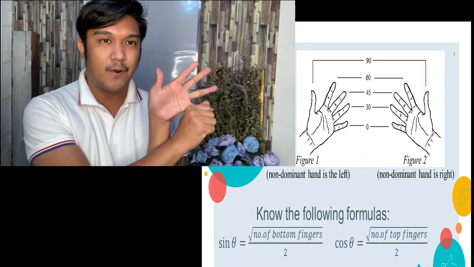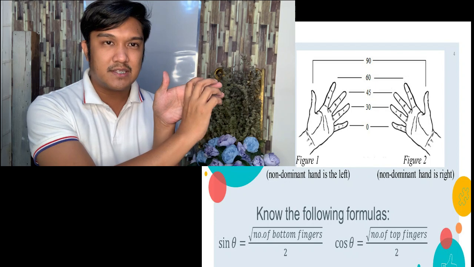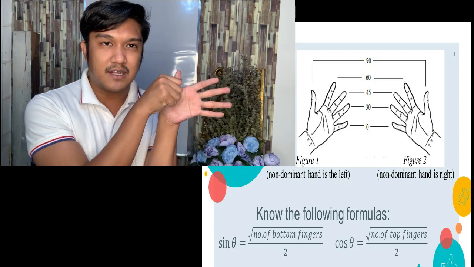I know that these special right angles give us a hard time in memorizing the values of each of the trigonometric ratios. I have a technique of solving trigonometric ratios of special angles by just using my hands. Let us assign values for each finger. So this will be 0, 30 degrees, 45 degrees, 60 degrees, and 90 degrees.